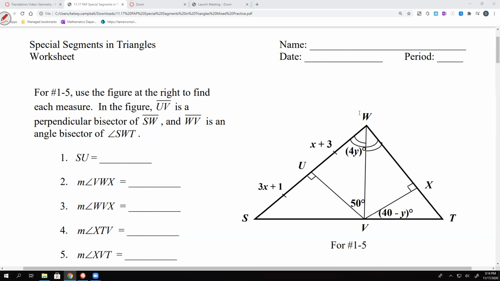Okay, so the first thing they want us to find is SU. So you're finding the length of SU. So SU is right here. You see it has a tick mark, right? So what else? UW too. So SU and UW will be equal, congruent.